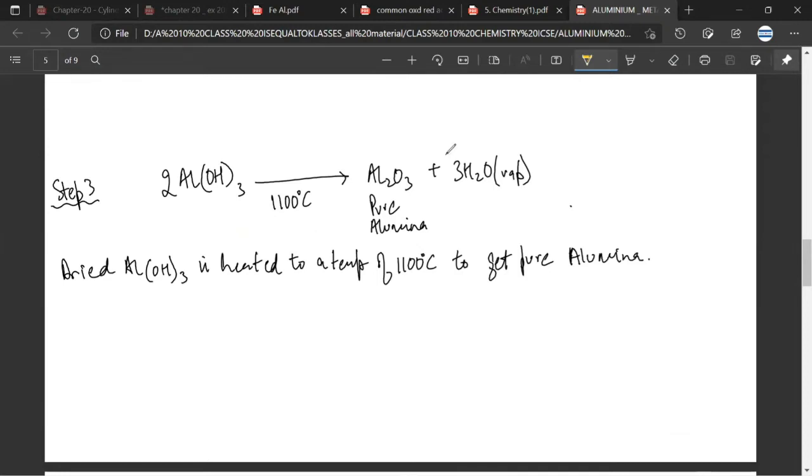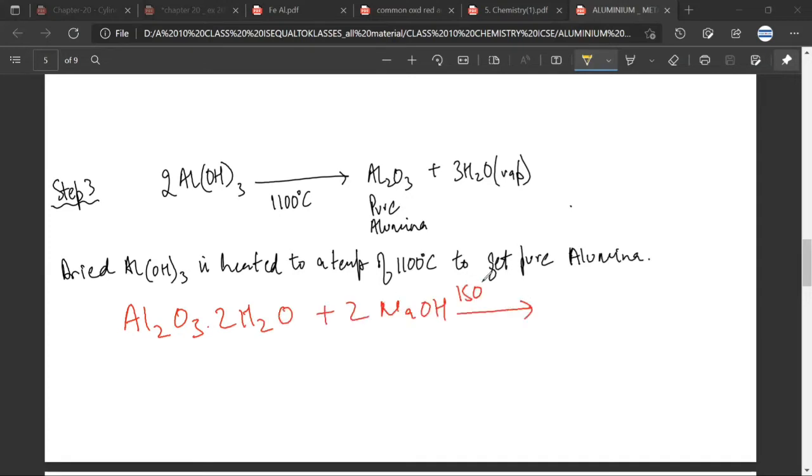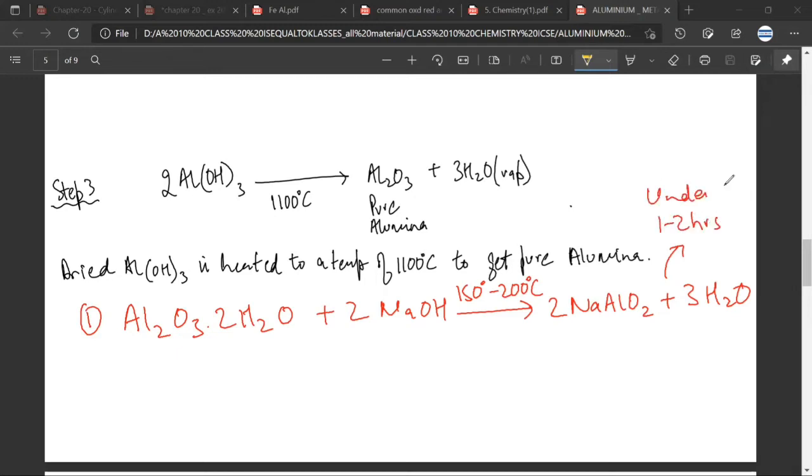Now, if you want to just recollect the reactions we have done till here. One is you take bauxite, the impure bauxite. You add caustic soda to it. If you remember, the temperature was increased so that you could get sodium aluminate. This reaction is okay? Yes, sir. If you remember, this reaction took 1 to 2 hours and it was done under pressure. Then you took this sodium aluminate.